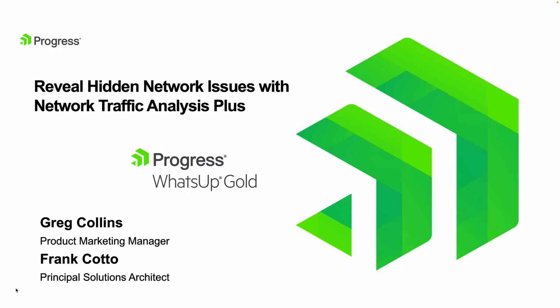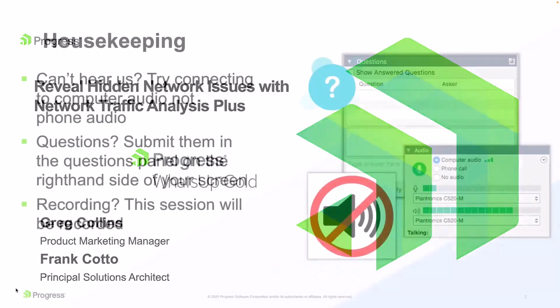So the topic I'm going to be covering today is Reveal Hidden Network Issues with Network Traffic Analysis Plus. To introduce myself, my name is Greg Collins and I'm the Product Marketing Manager here at Progress WhatsUp Gold. Later on in the presentation, I'll be introducing my colleague Frank Cotto, who is a Principal Solutions Architect at Progress. And Frank will be going through the demo of the new WhatsUp Gold Network Traffic Analysis Plus functionality, as well as answering any questions you may have throughout the presentation.